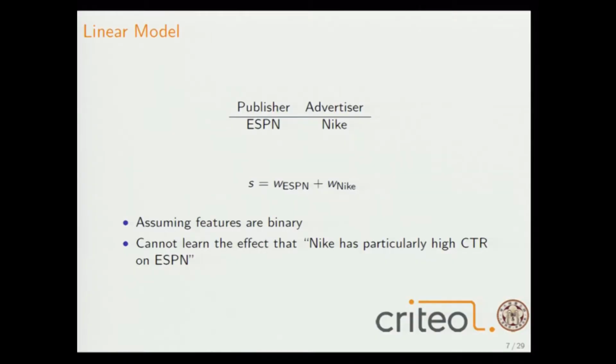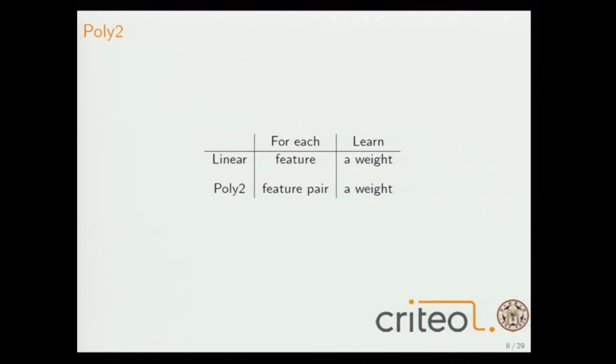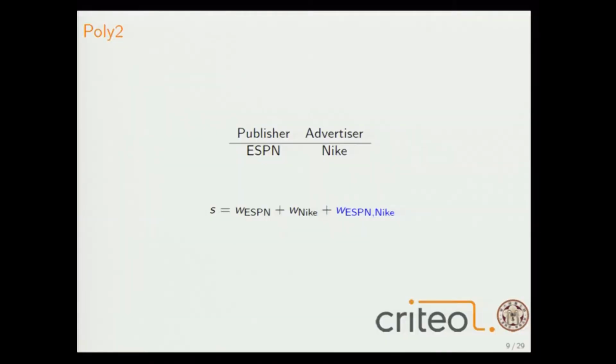To learn the effect of a feature conjunction, the simplest model is called poly2. The idea of poly2 is also very simple. For each feature pair, we learn a weight. Therefore, we have a new weight called W_ESPN,Nike. If now your CTR from Nike to ESPN is very high, then basically you are learning a large positive value for this weight.